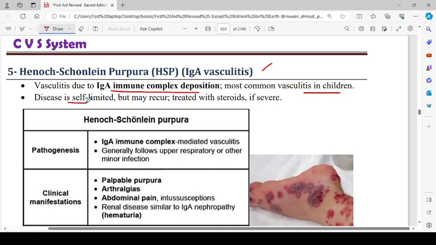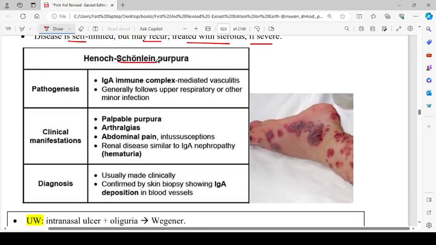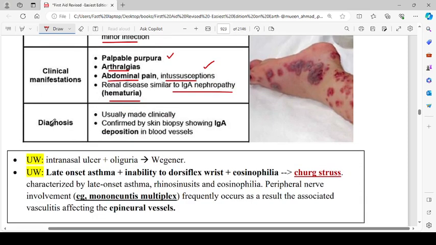Disease is self-limited but may recur, treated with steroids if it is severe. Henoch-Schönlein purpura, the pathogenesis is IgA immune complex mediated vasculitis, generally follows the upper respiratory or other minor infections. The clinical manifestation is palpable purpura, arthralgias, abdominal pain, intussusception, renal disease similar to IgA nephropathy, and hematuria. The diagnosis is usually made clinically, confirmed by skin biopsy showing the IgA deposition in the blood vessels.